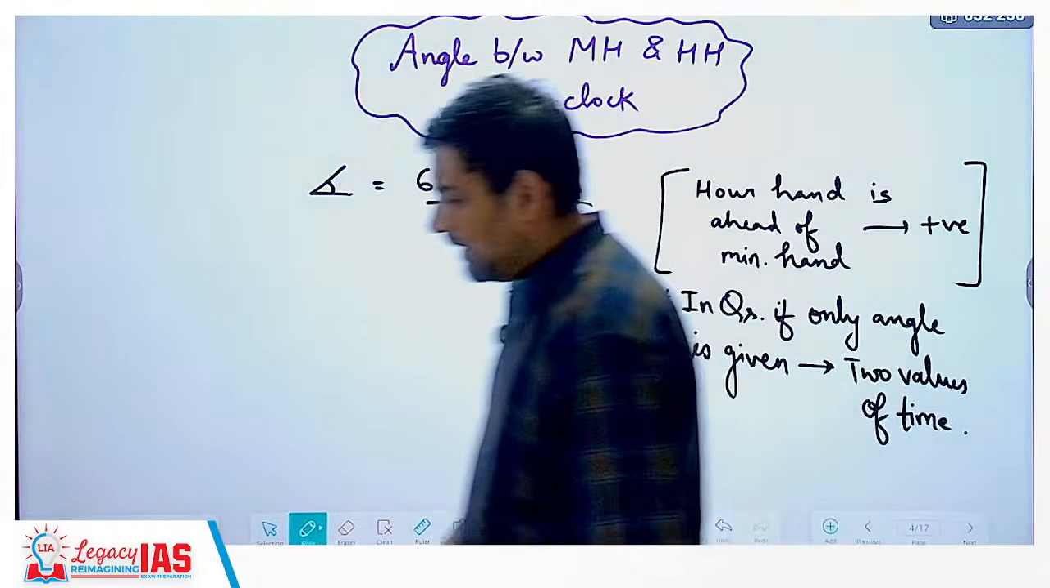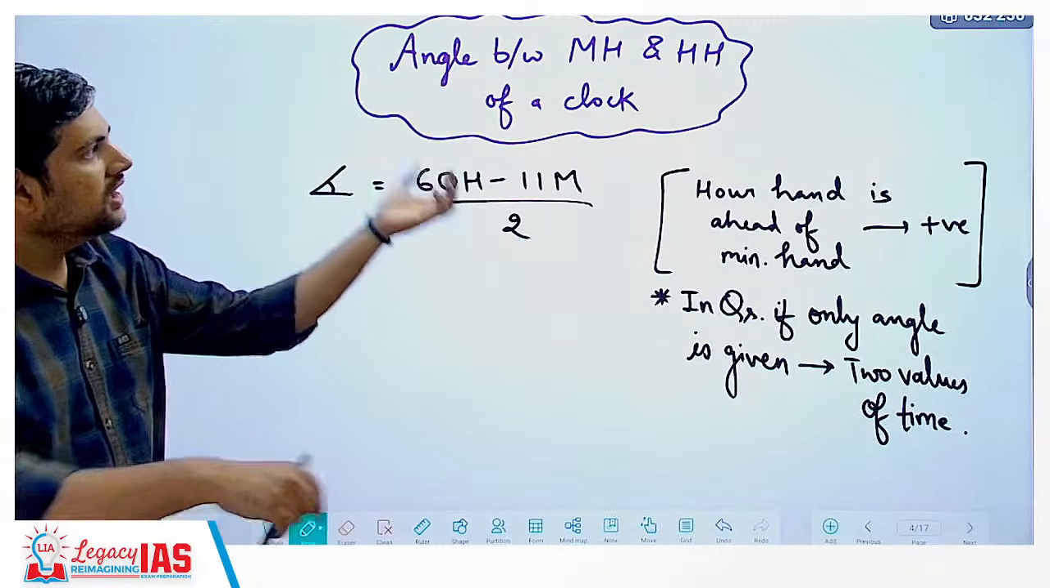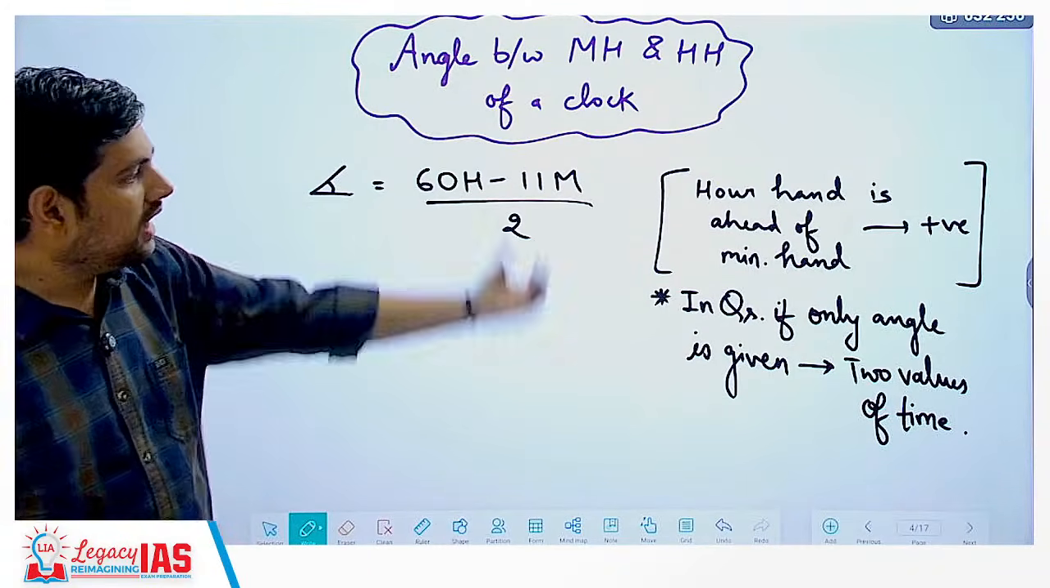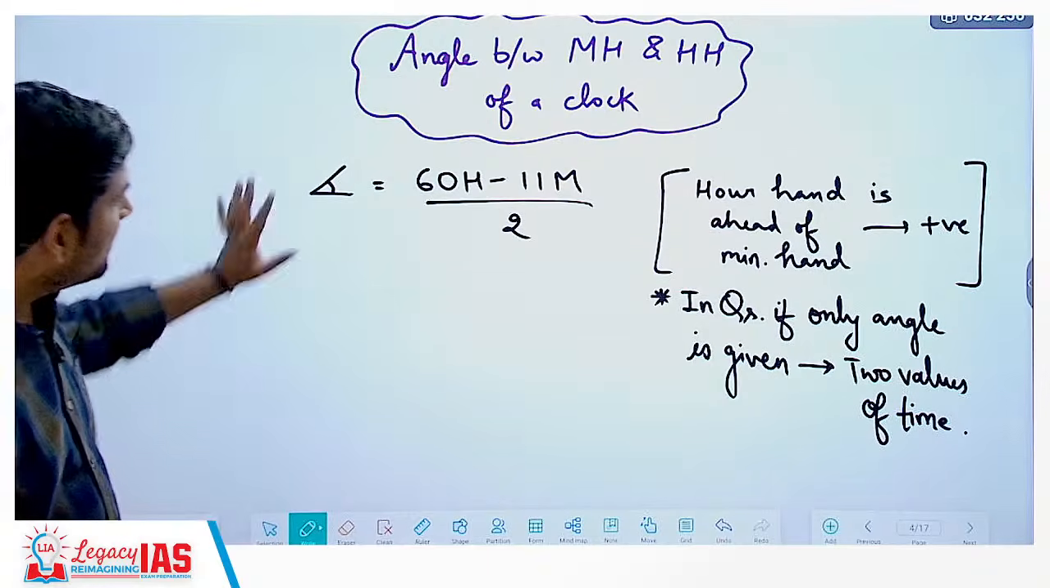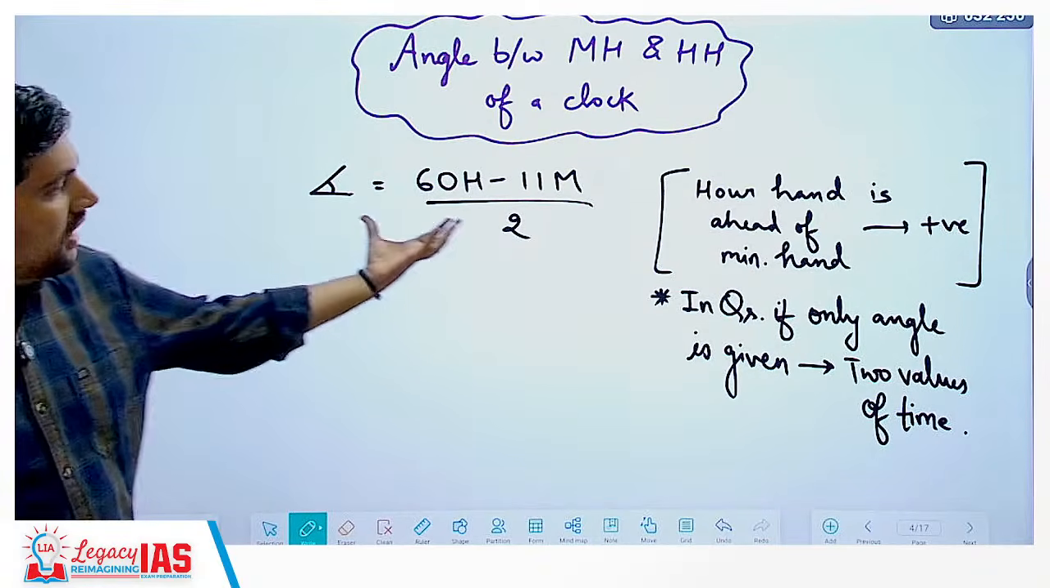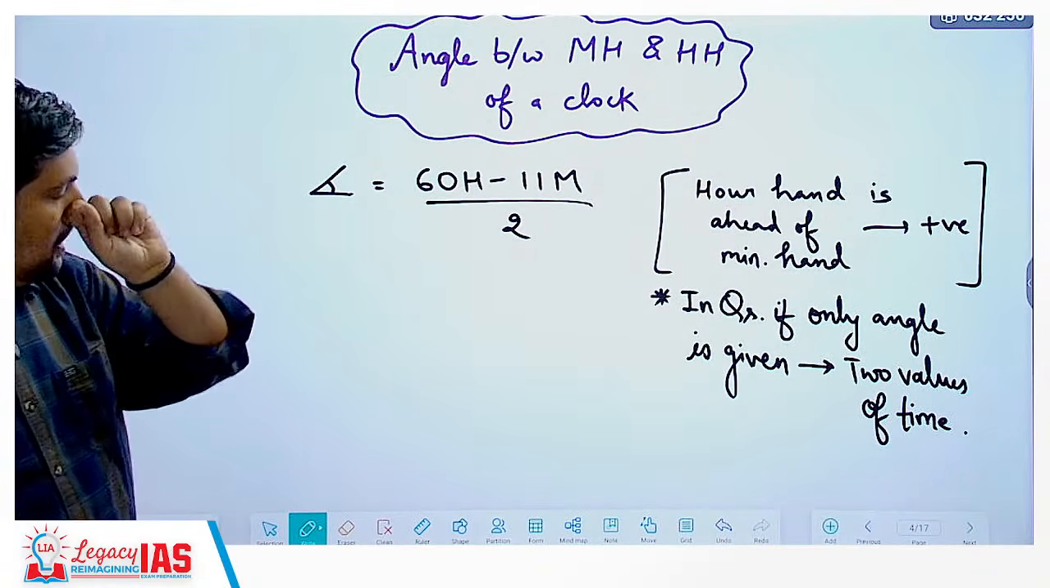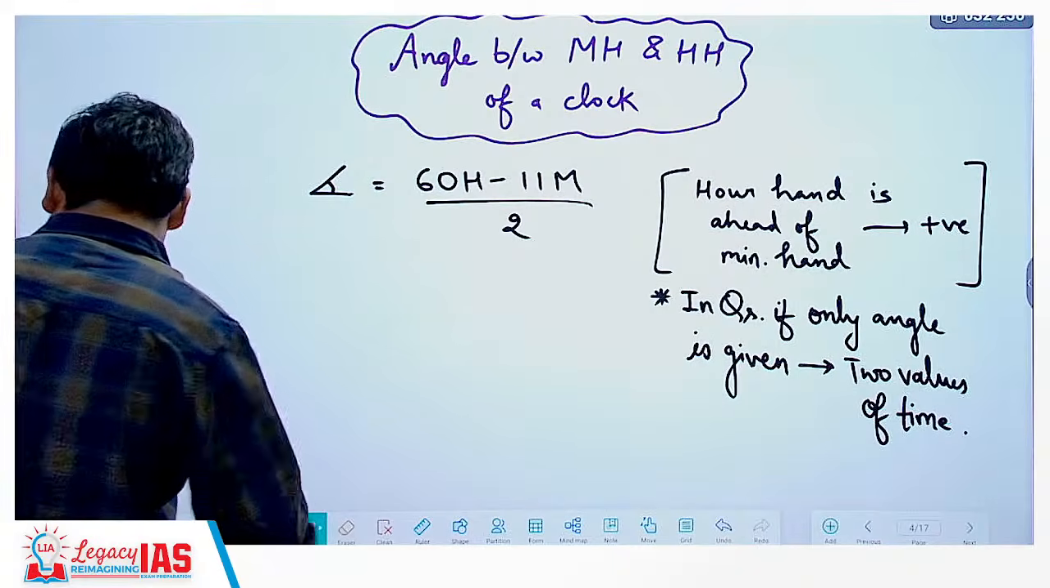Then let's find out how we calculate the angle between the minute hand and hour hand of a clock. Now this is the formula. From this you can get the angle. Now in this formula, how does it work? Let's see this.